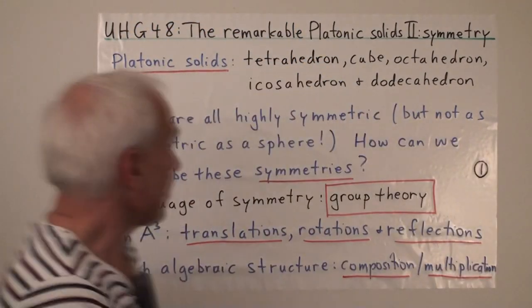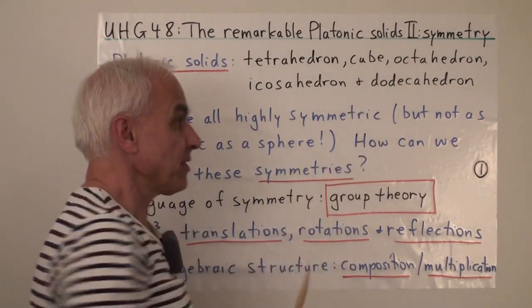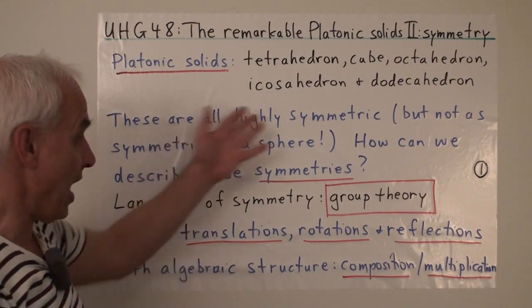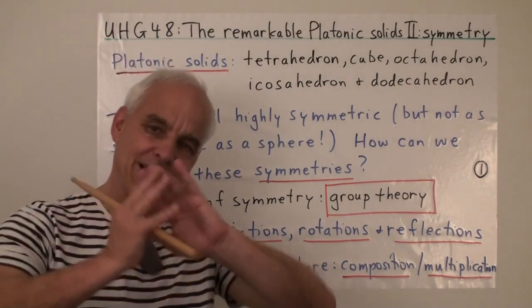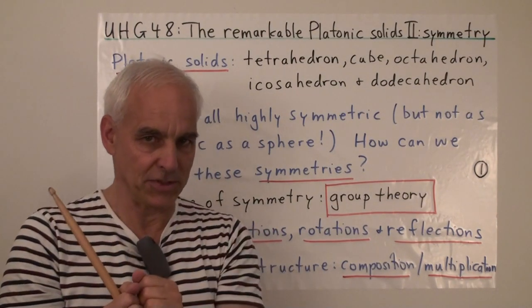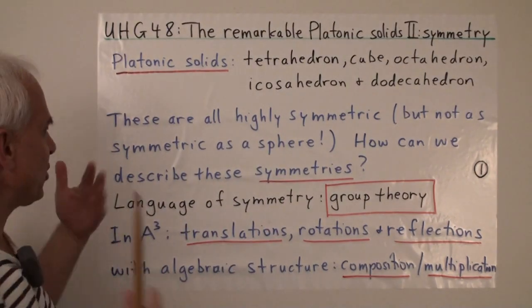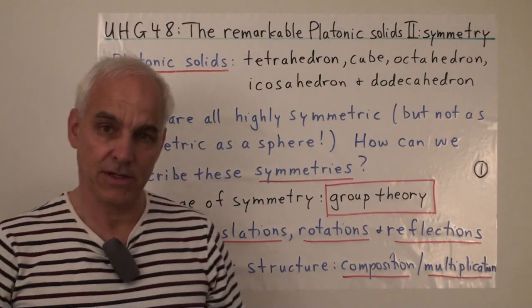There are 5 Platonic solids altogether: the tetrahedron, cube, octahedron, icosahedron, and dodecahedron. They're all highly symmetric, but not exactly as symmetrical as the sphere, which is the most symmetrical of all possible solids. So how do we describe these different types of symmetries?